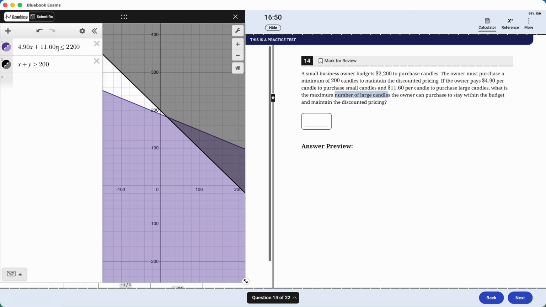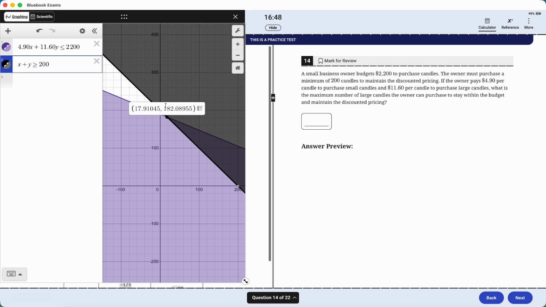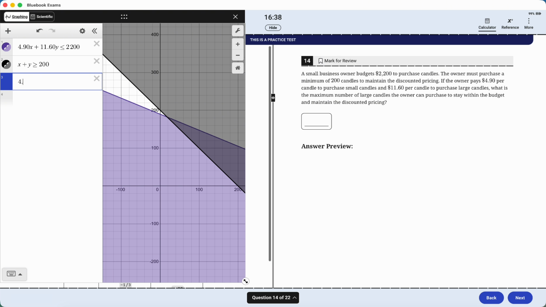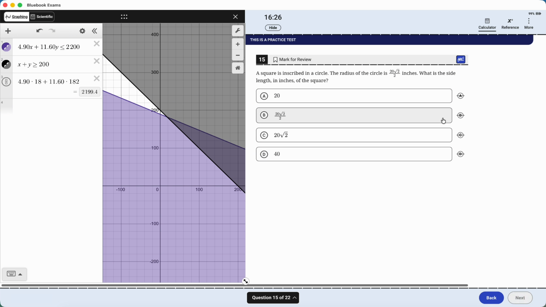And large was y, right? So we want to find the biggest point, 182. You can't have 183, right? You see this 182.08, so 182 is going to be the maximum. You can verify that if you do 490 times 18 small candles plus 1160 times 182 large candles, it's just under that budget, and then we'd have 200 candles, right? So that's it, 182. Next one here.